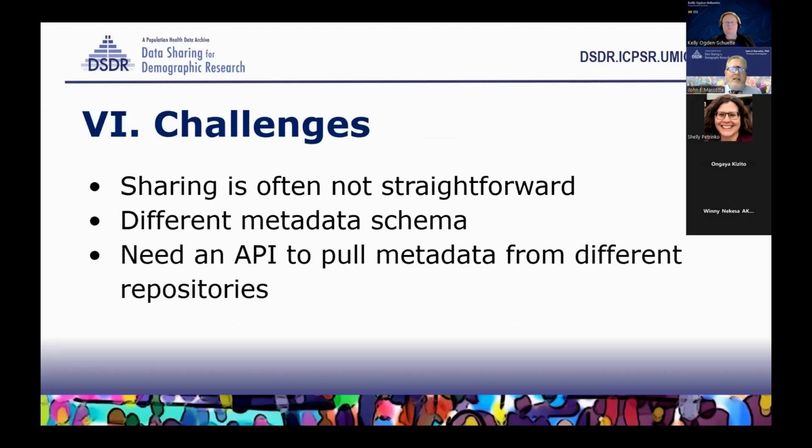I'd like to say that this was easy, and so that's why I end here with challenges. And this is kind of a call to action. People always say, well, you should just share your data. Well, sharing is not as straightforward as we like to say. Oh, just share your data. There's a different metadata scheme. How do these map together? We need an API to pull metadata from different repositories. This is really important, and it's really valuable that people commit to this.